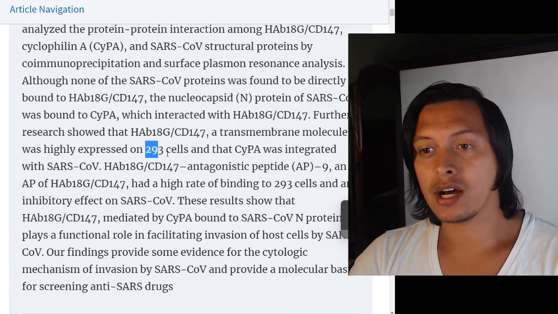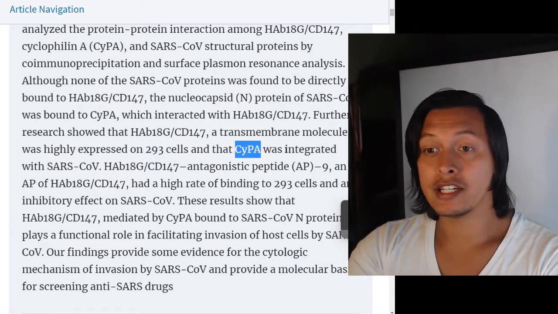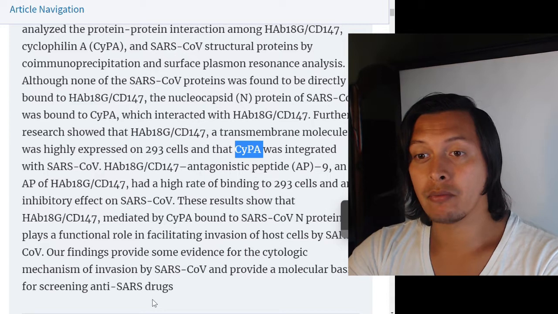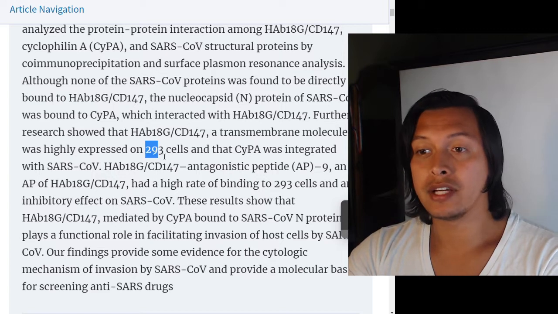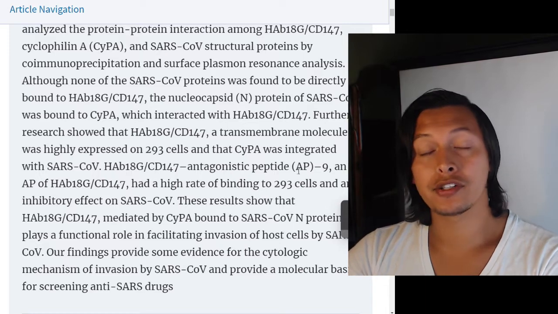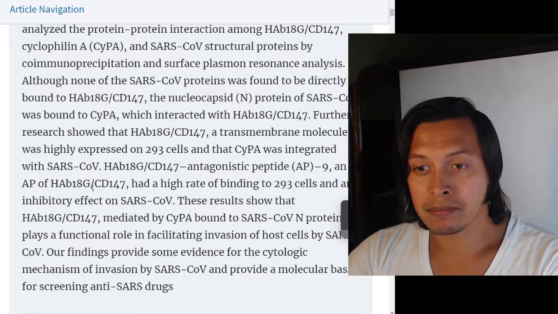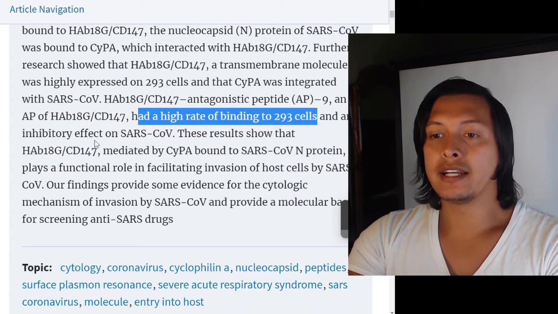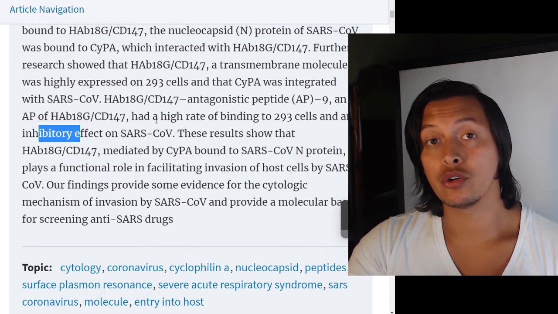So they saw that CD147 is highly expressed on 293 cells, and that CYPA, the cyclophilin A, was integrated with the SARS coronavirus. So CYPA was also being brought into the 293 cells with the SARS coronavirus. The CD147 antagonistic peptide, also known as AP9, which is an antagonistic peptide of CD147, had a high rate of binding to the 293 cells and also had an inhibitory effect on the SARS coronavirus's ability to infiltrate those cells.